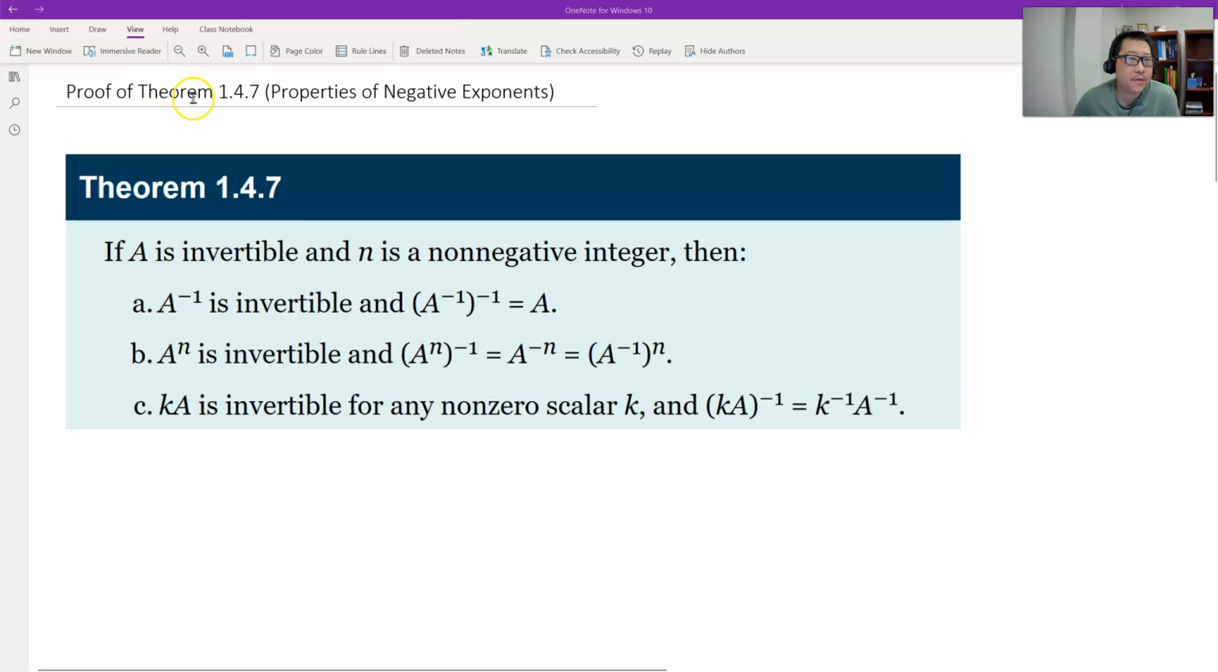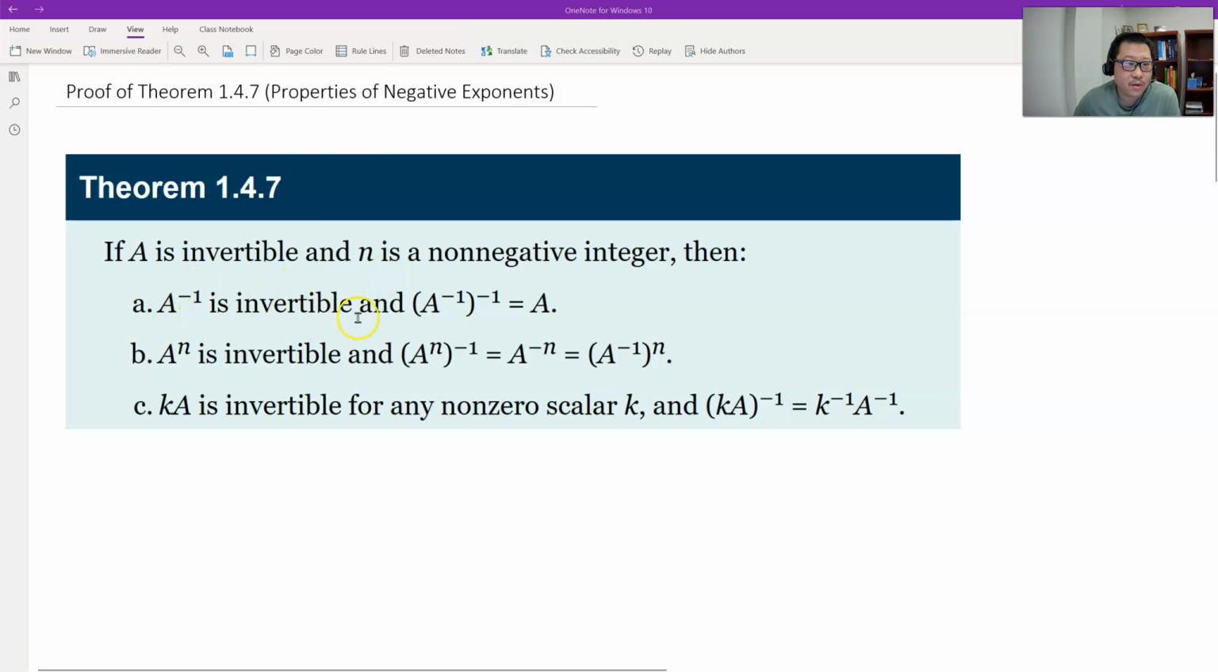In this video, let's prove Theorem 1.4.7, which is the properties of a negative exponent of a square matrix. We defined an exponent for a square matrix, and we also defined a negative exponent. So here we have some properties. The definition of a negative exponent is simply the power of the inverse, where A is an invertible matrix, of course square, and n is a non-negative integer.